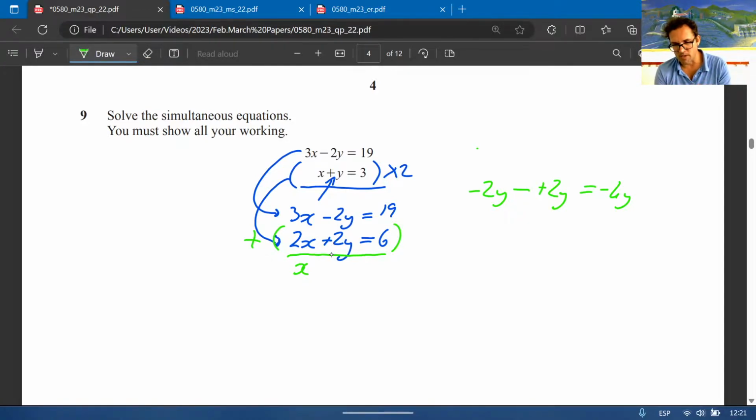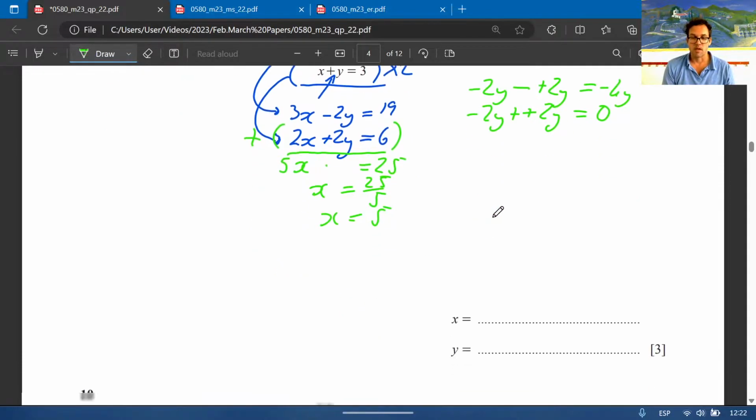Let's try adding. 3x plus 2x will give us 5x. And minus 2y plus 2y, of course, it's just like adding, gives us 0. And that is what we were looking for all along. That means we've eliminated the y's. Great stuff, because 19 plus 6 is 25. And now it's easy to find the x. So the x will be 25 divided by 5. So x is 5. Heaven on earth.